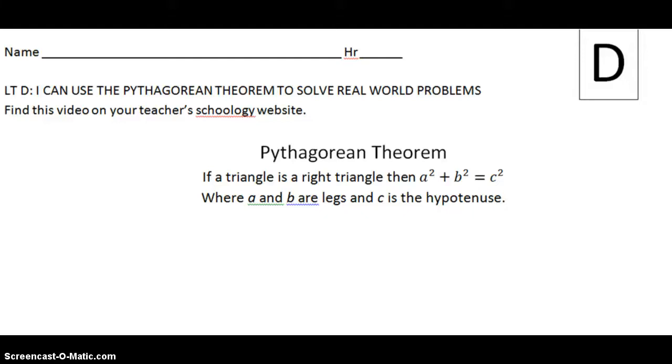Hello, we're looking at learning target D, using the Pythagorean theorem to solve real-world problems. One of the most important things to remember is that the Pythagorean theorem works for right triangles. So the first statement you see at the top of your paper says that if a triangle is right, then a squared plus b squared equals c squared. Important to note that a and b are legs, c is the hypotenuse. And so we need to identify those things as we go.